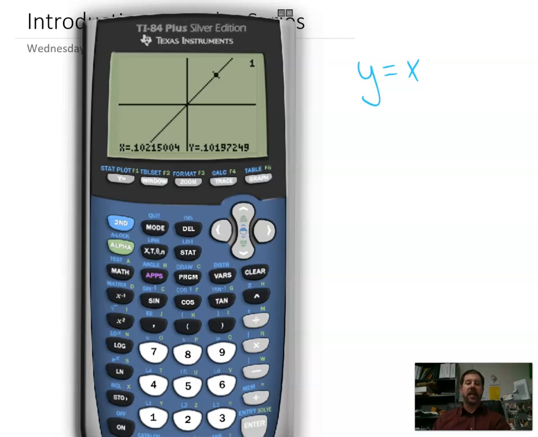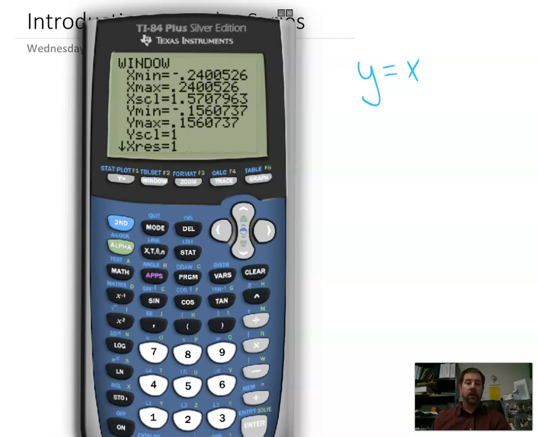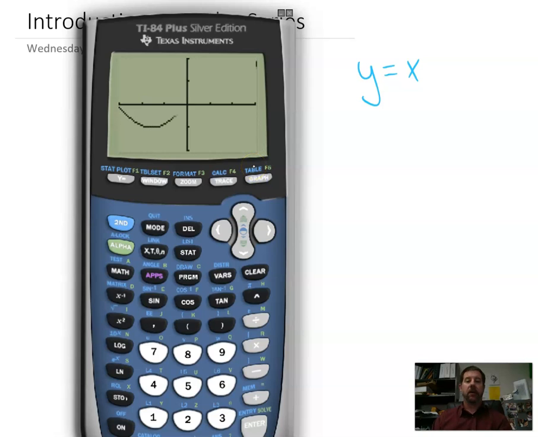Okay, so let's take a peek at our window. Oh, look how small our window is. Negative 0.24 to 0.24 and negative 0.156 to 0.156. Is that a good window to look at stuff? No. We probably should move out a little bit so we can really see what's going on. So let me fix the window. Now I've changed our window from negative 3 to 3 on the x-axis, negative 2 to 2 on the y-axis, and now if we graph, oh, tricky Mr. Mortara. That looks like the graph of y equals sine x instead.